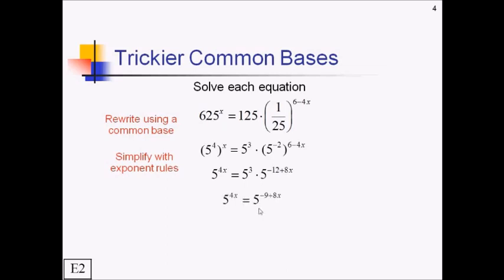And now at this point, we have the same base, so we can cancel those and write 4x equals negative 9 plus 8x. Subtracting the 8x, we've got negative 4x over there. Dividing by negative 4, x equals 9 over 4, or 2.25.